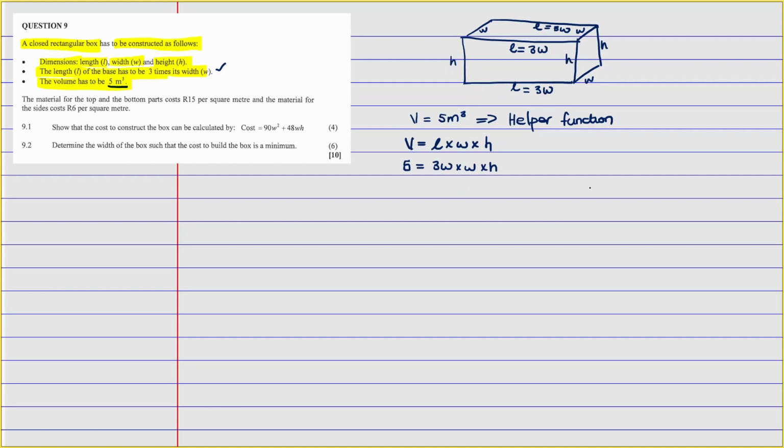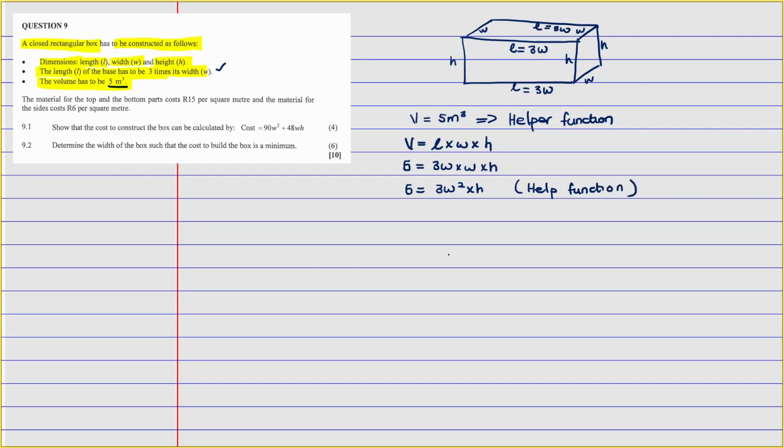Yes. So now we know that our helper function is basically going to be 3W squared multiplied by H. And as I said, this is going to be our helper function.